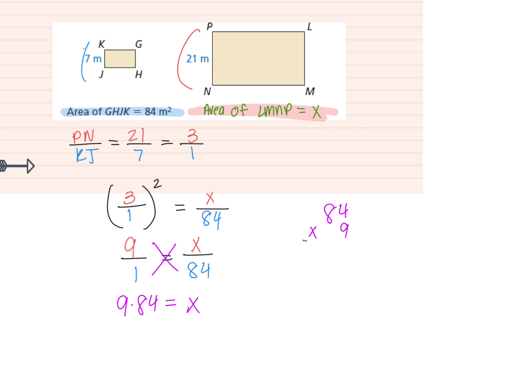84 times 9. 9 goes into 4 how many times? 36. 9 goes into 8 how many times? Okay, and then add 3. 75. So I just solved it. My answer is going to be 756 meters squared. Please don't forget your units. Equals X, and I found my answer. Please do not forget, your area has to be in a ratio. Any questions on this? Okay.